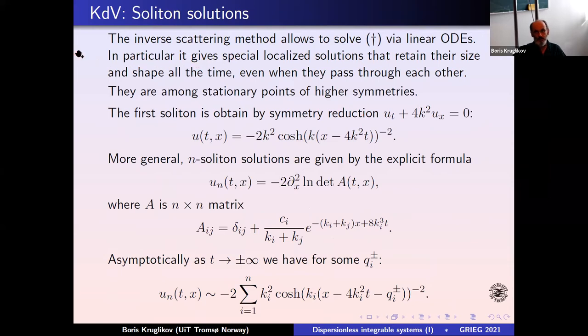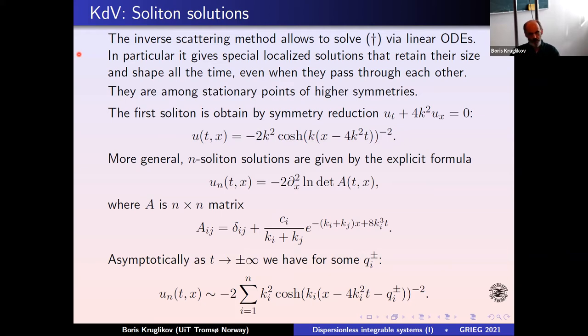So, and in particular, that's one way to get special localized solutions, which retain their size and shape at all times. And even when the special solutions interact, they can pass through each other without changing size and shape. Only at the moment of interaction, we'll see later.